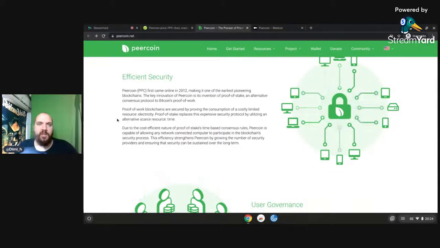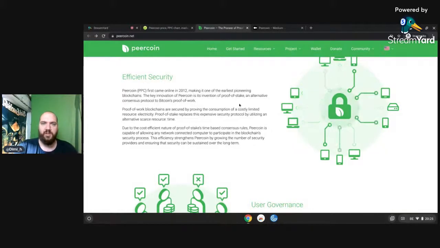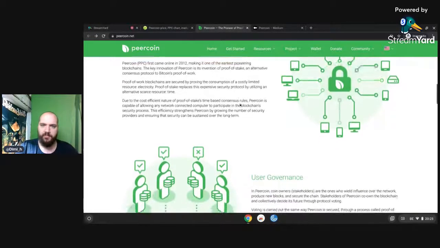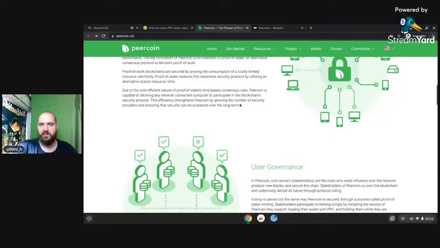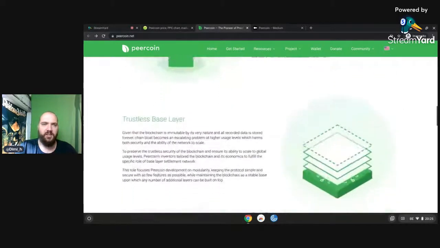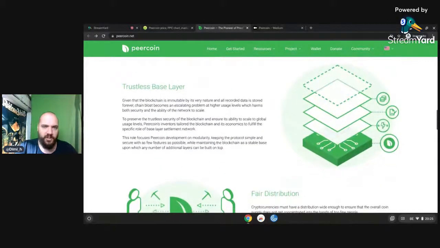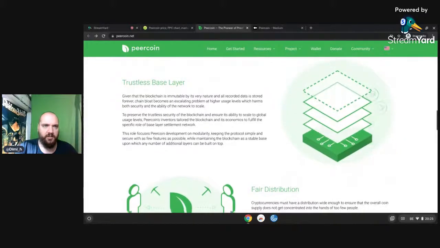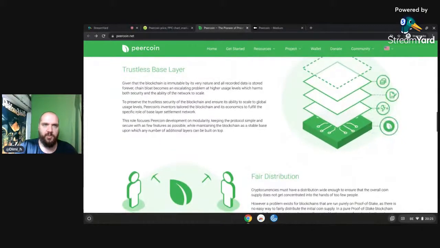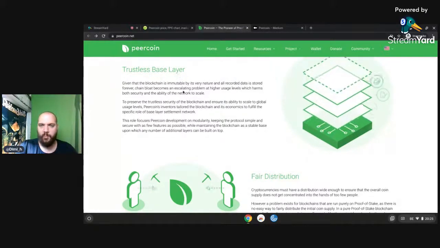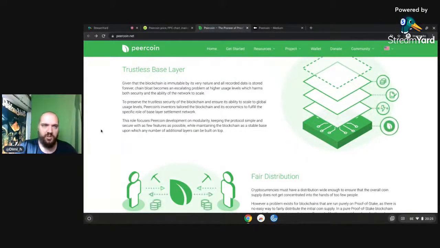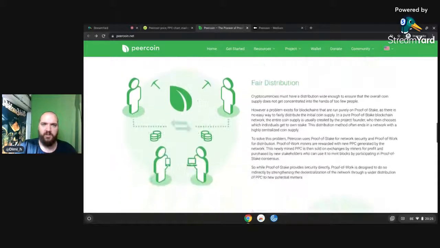Anyway, making it one of the earliest pioneering blockchains. Key innovation is its invention of proof of stake. Correct. So user governance, that's the principle of staking here. I love the animations, very nicely done. Comes an escalating problem, trustless base layer. That's true, that's actually a problem with a variety of blockchains. Fair distribution, that is very important.